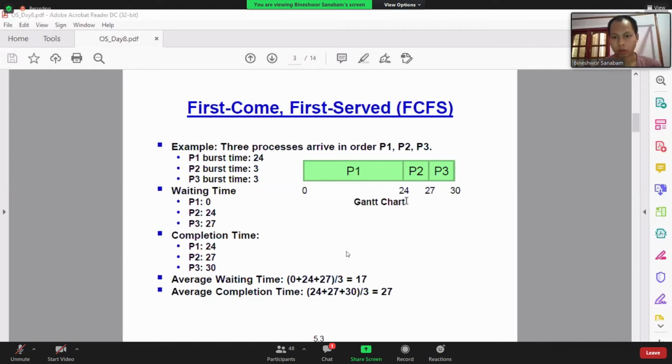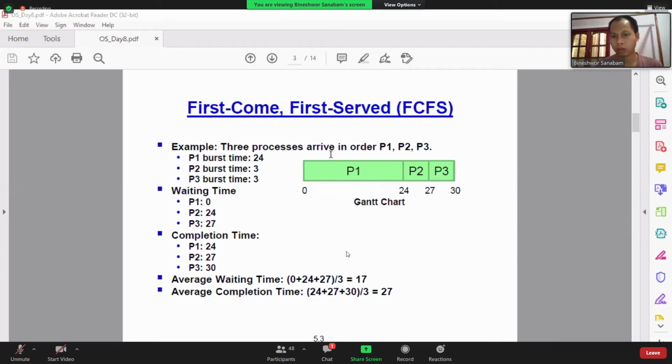Once we have this 24 units of time, it means that process P1 is completed and the CPU is now free, and it has to be given to the next process. The next process is P2, right? So P2 will get the CPU at time 24, and it will be used for how many units of time? As the question says, we require 3 units of time. So from 24 to 27 units of time, your CPU will be allocated to the next process P2.